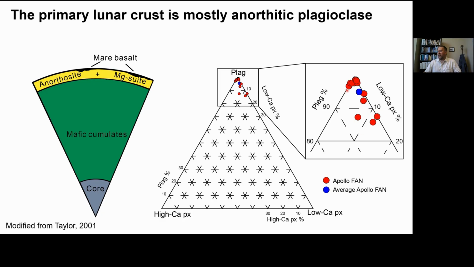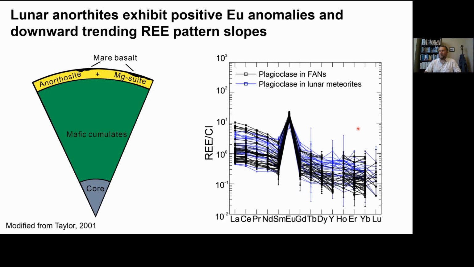So these mineral modes are going to be important later in the talk. So remember that the anorthosites are nearly pure. They do contain this minor mafic component. And now I want to return to looking at the rare earth element patterns.